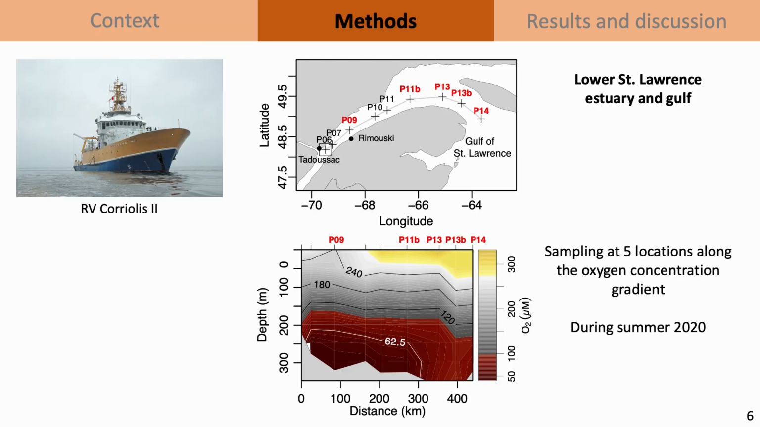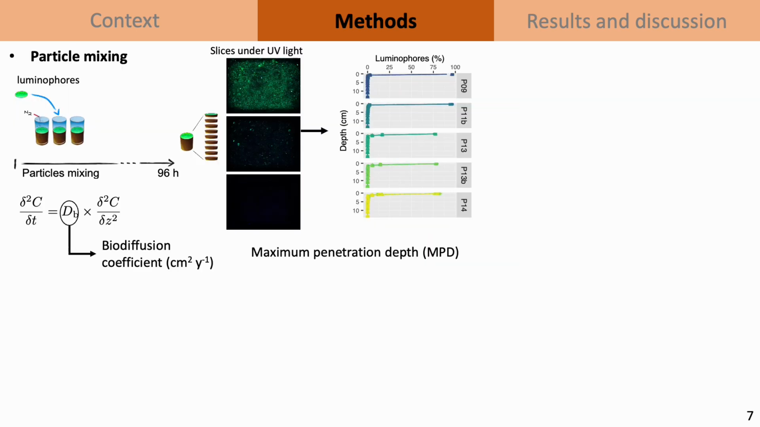To test the influence of deoxygenation on bioturbation activity, we sampled intact sediment cores at 5 locations along the oxygen concentration gradient. We assessed particle mixing rate and maximum penetration depths of organisms within the sediment using luminophores, which are fluorescent particle tracers. After an incubation time, the sediment cores are sliced at different depths. The slices are then freeze-dried and a subsample is photographed under UV light to automatically count the luminophores.